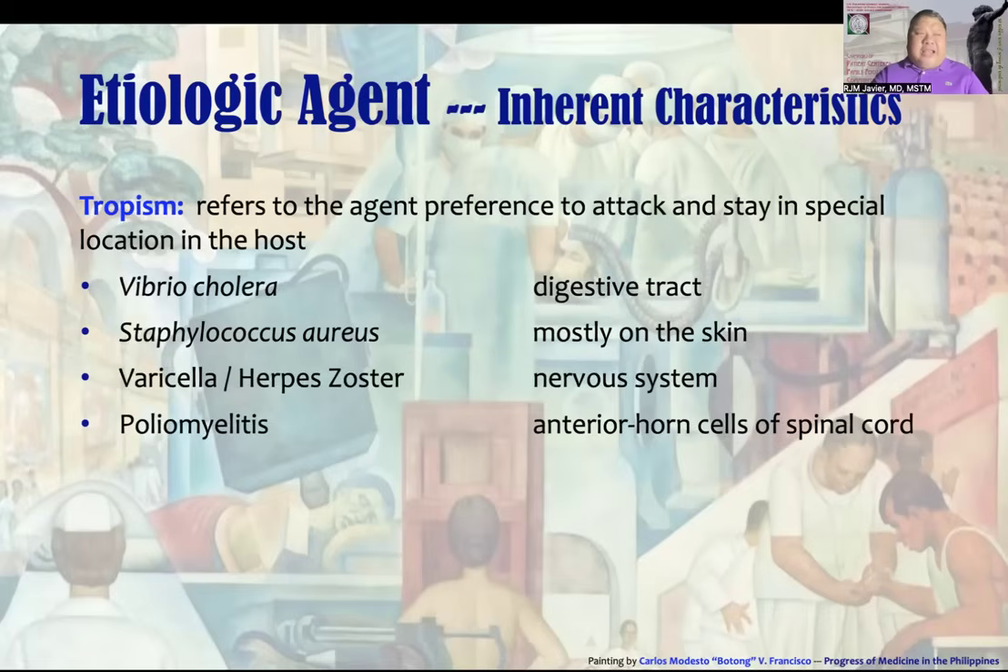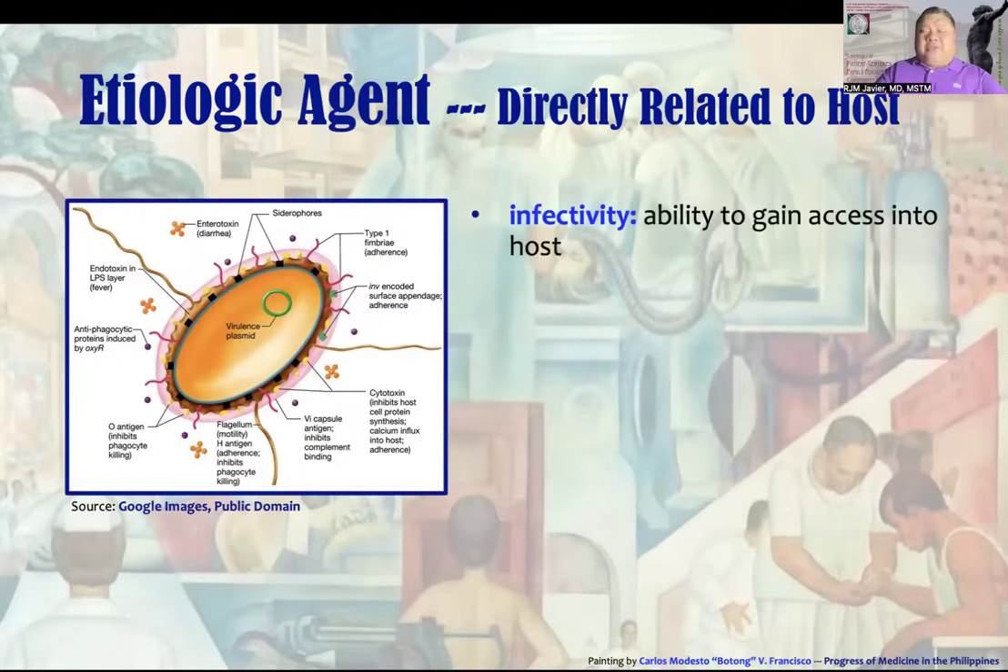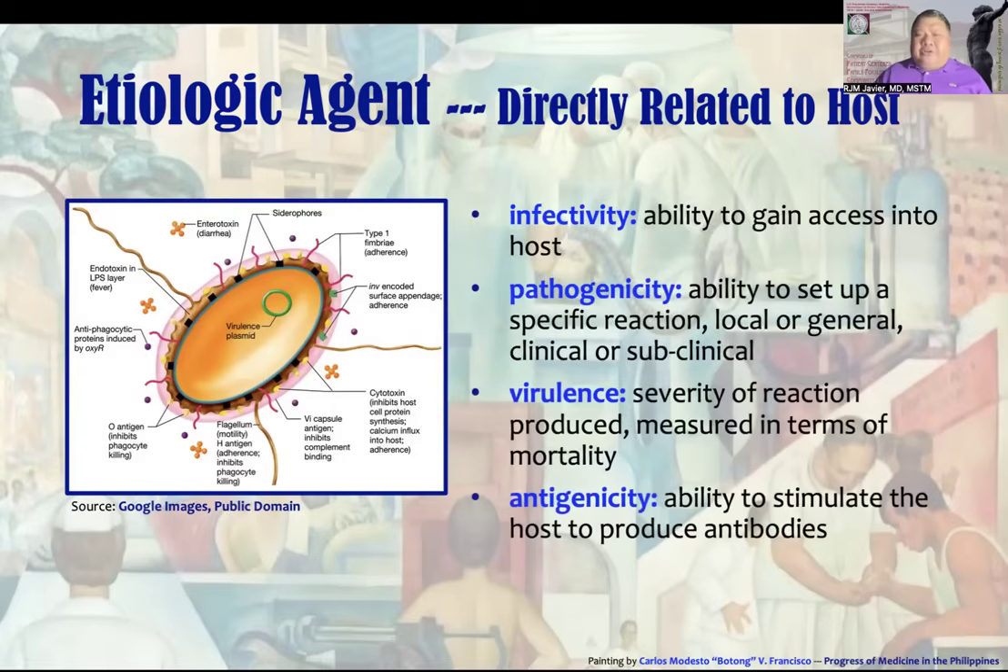Or your poliomyelitis, which is targeted by our vaccination, tends to affect the anterior horn cells of the spinal cord. We also look into concepts of infectivity, pathogenicity, virulence, and antigenicity. Infectivity refers to the ability to gain access or entry into the human host. Pathogenicity refers to the ability to precipitate specific reactions, whether local or general, whether clinical or subclinical. Virulence, on the other hand, refers to the inherent capacity of your agent to cause death or mortality. While antigenicity refers to the ability of the agent to induce production of antibodies by the human host.